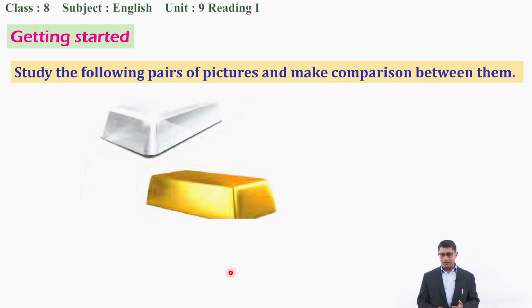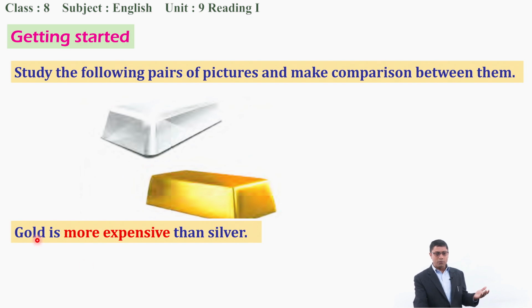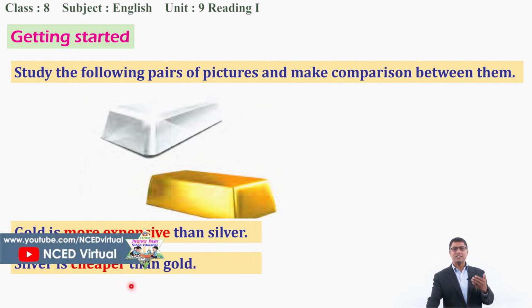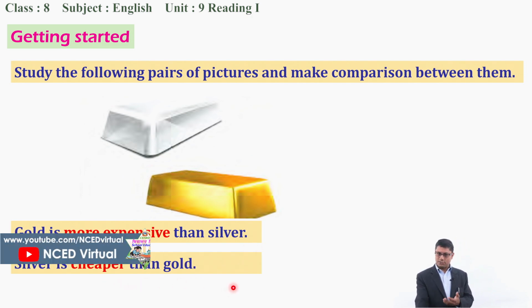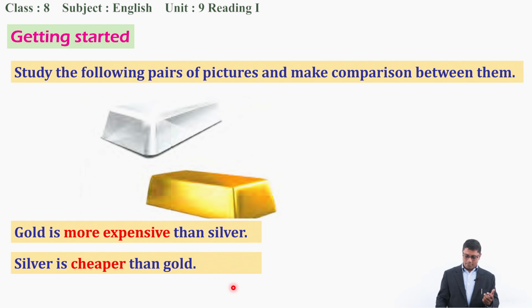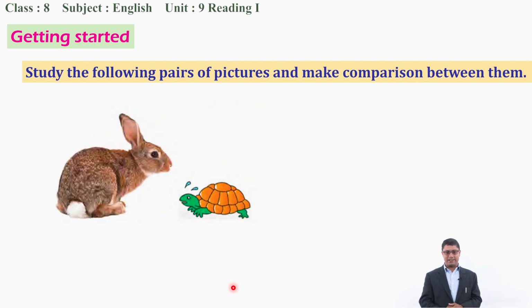All right, now let's move on to the next picture. So what are these? Exactly, we have already discussed silver and gold. Can you compare them? Right, silver is cheaper than gold. Gold is more expensive than silver. That's good. See, gold is more expensive than silver. Or you can also say silver is cheaper than gold. Did you get the idea? Okay, right.